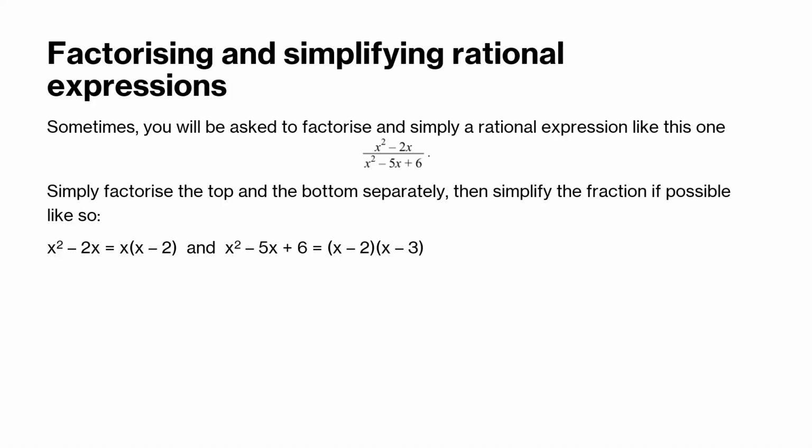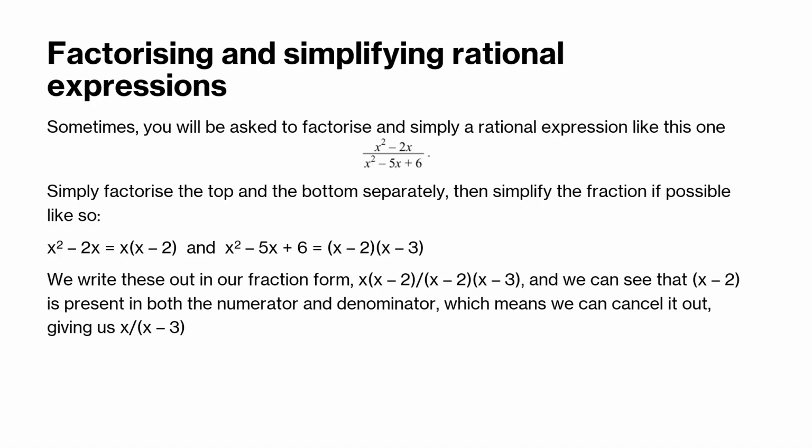Our fraction right now would be x multiplied by x minus 2 divided by x minus 2 multiplied by x minus 3. As so, we can see that the x minus 2 is present in both the numerator and the denominator, which means that we can cancel it out, giving us x over x minus 3. Obviously, something divided by itself would give us 1, which means we can just cancel it out.